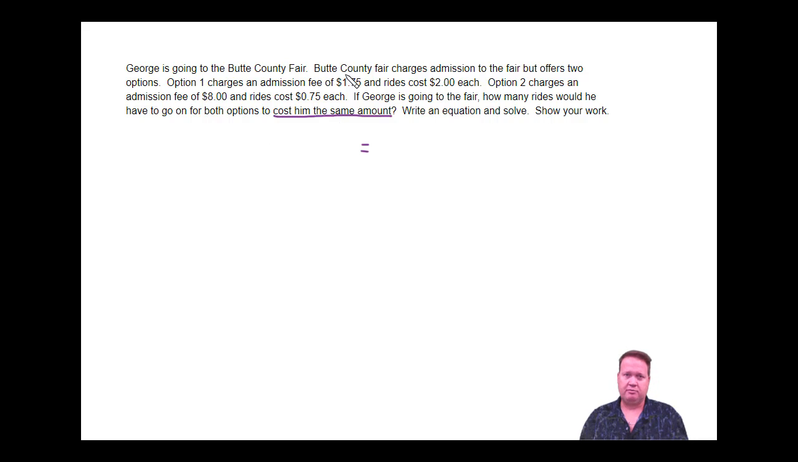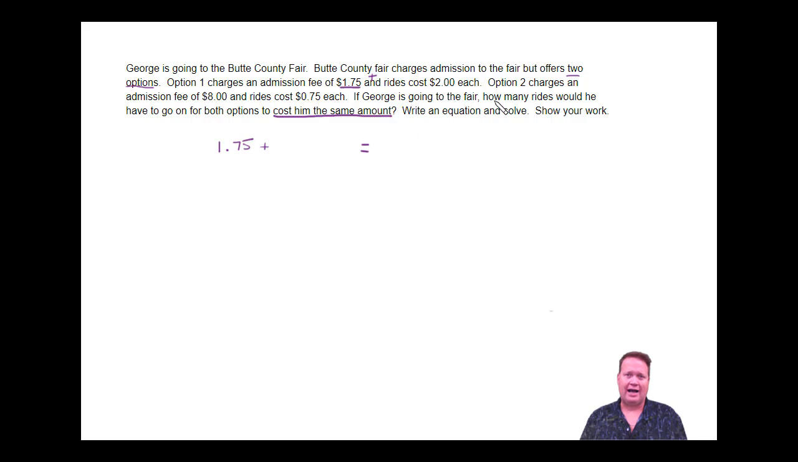It says George is going to the Butte County Fair, and they charge admission to the fair, but they have two separate options, and that means we're going to be comparing one option and another option. Option one charges an admission fee. When you go to the fair, you usually only pay an admission fee to get in, and you only pay it one time. So we don't pay it depending on how many rides I'm going to go on or how many exhibits I'm going to visit. I just pay $1.75. So if I go under option one, I'm going to pay $1.75, and "and" usually means plus. So $1.75 plus. Rides cost $2 each.